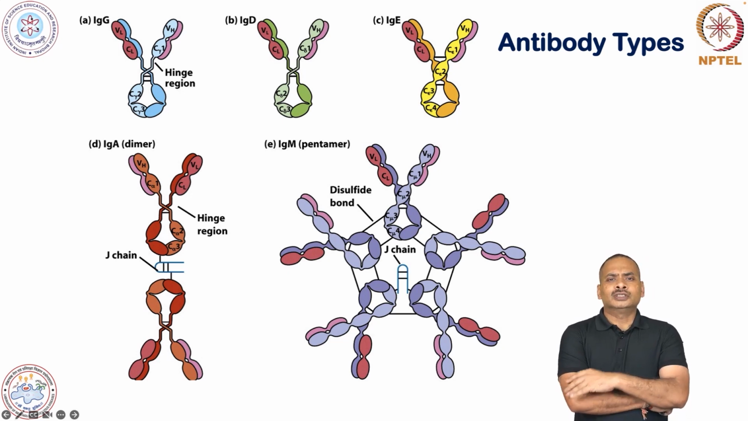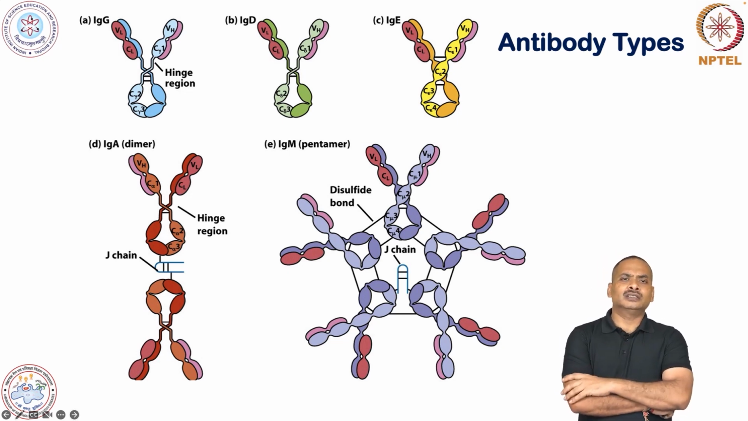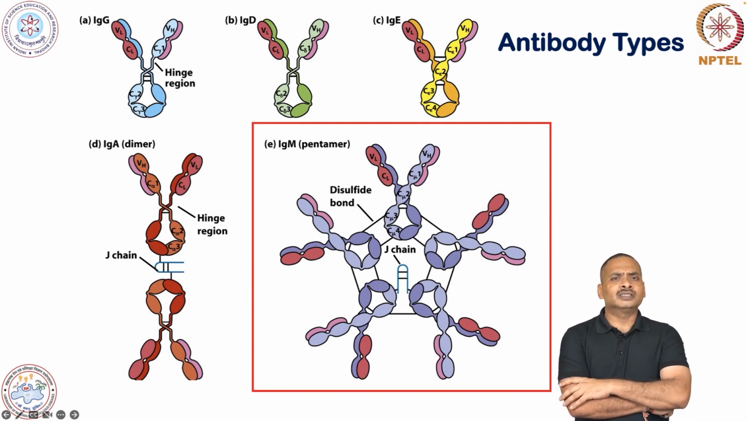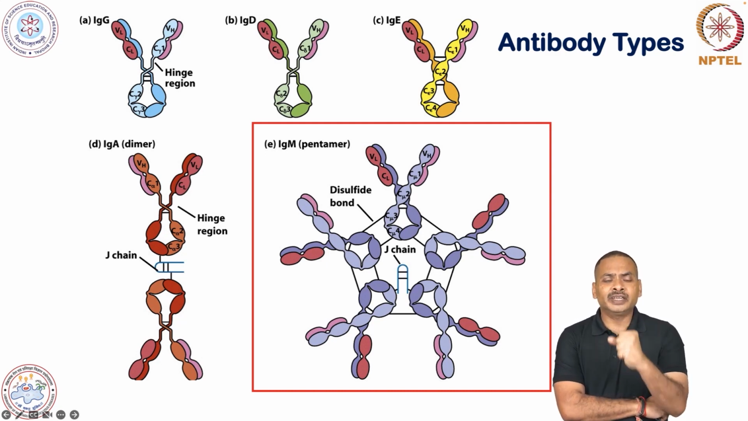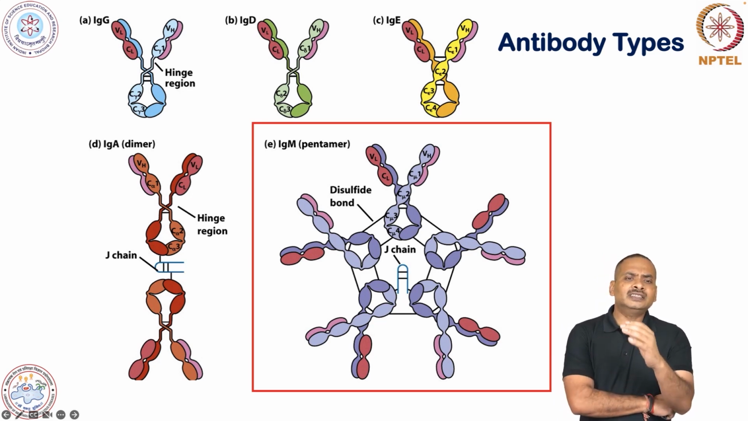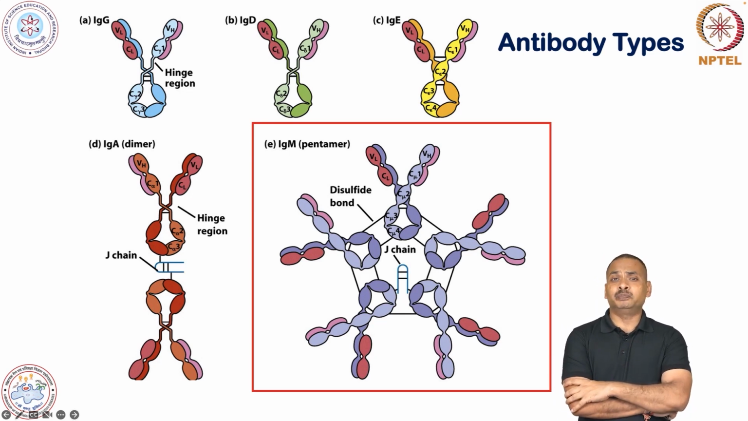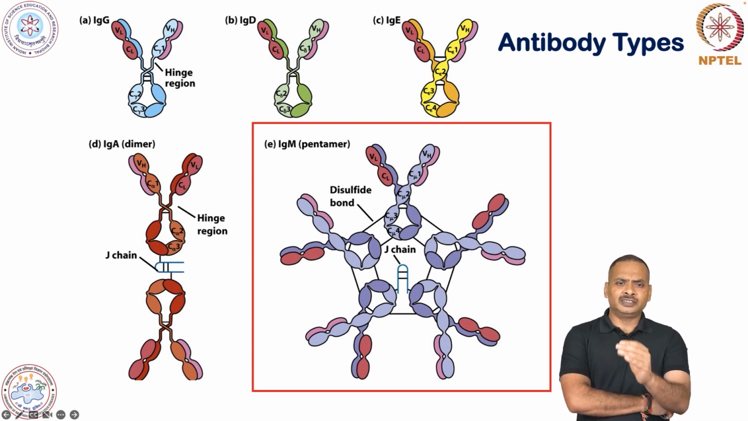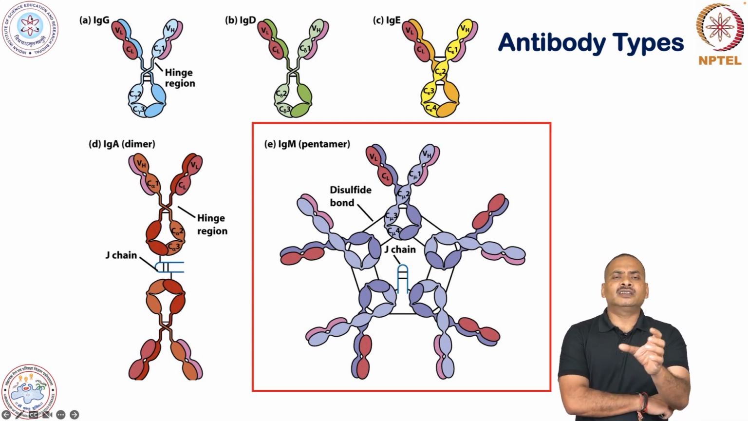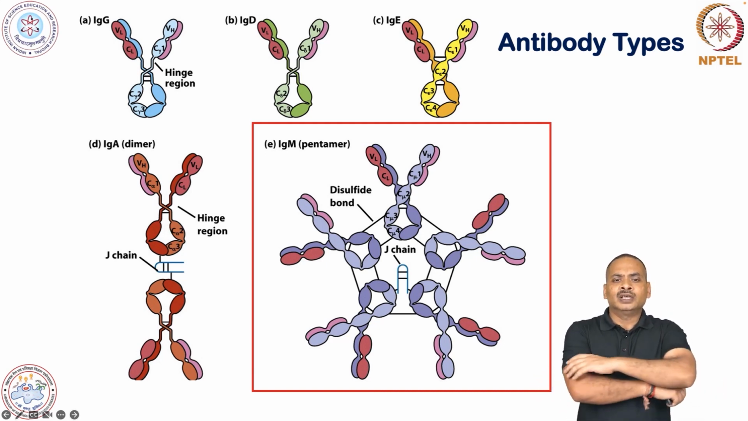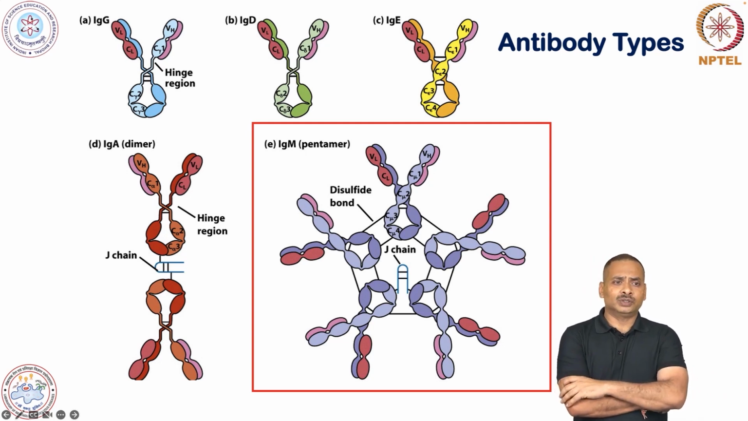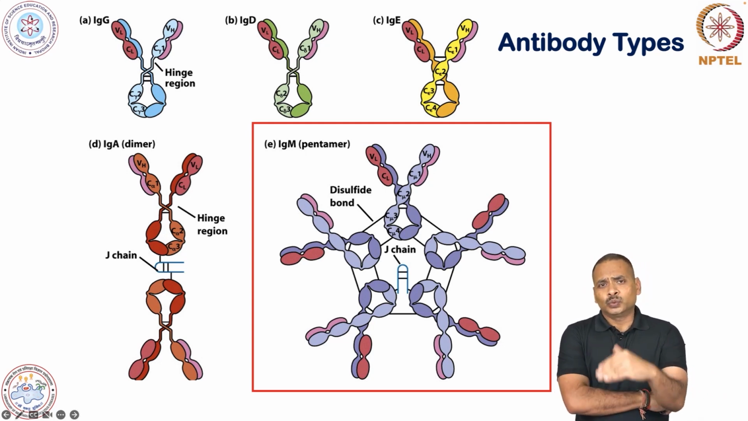Among these several kinds, IgM, as I told you in the previous slide, is very strong in activating the classical pathway. This IgM is basically pentameric in nature. You can see that 5 basic units of antibodies are joining together, and that makes IgM. And this is very strong.